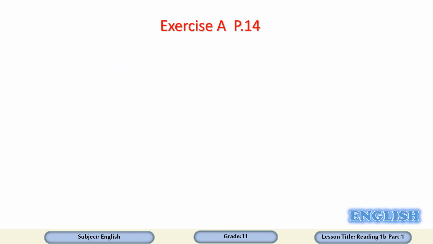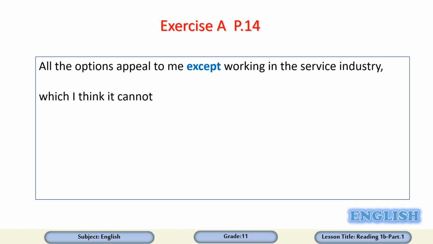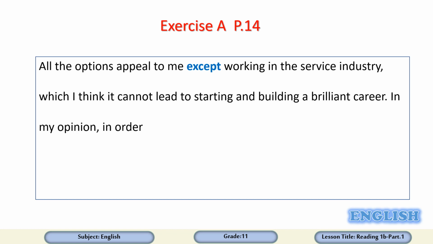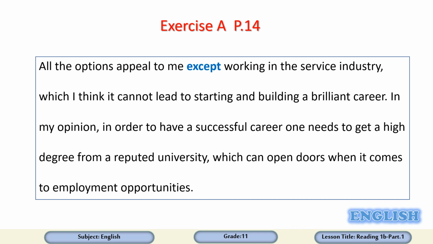If one of the options, for example, working in the service industry, does not appeal to you, you can answer the question in the following way. All the options appeal to me except working in the service industry, which I think cannot lead to starting and building a brilliant career. In my opinion, in order to have a successful career, one needs to get a high degree from a reputed university, which can open doors when it comes to employment opportunities.